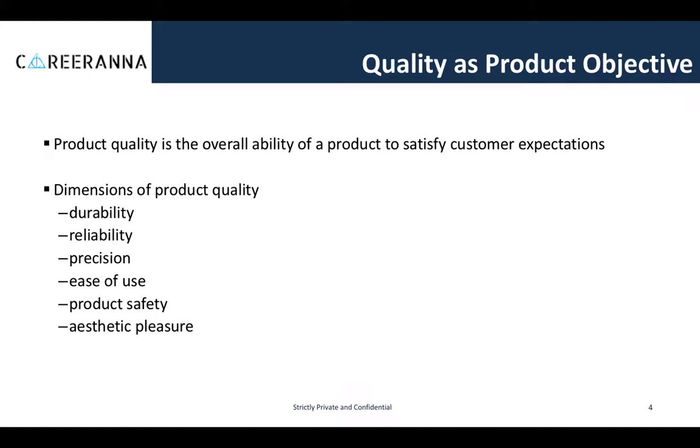Next is product safety. Yes, I want my safety while using a product. So suppose I'm using a technology product which is more like an online product, there my protection of my data, protection of whatever things I'm entering while creating my profile, or whatever things I'm using to make a transaction, are all those things secured? Are all those things safe? So product safety becomes another important parameter of setting up quality as a product objective.